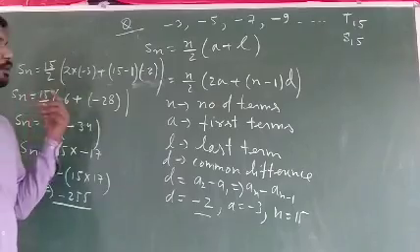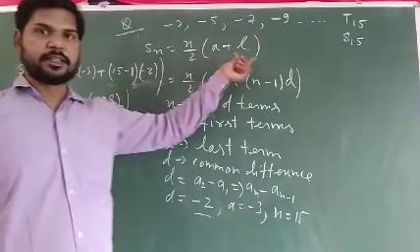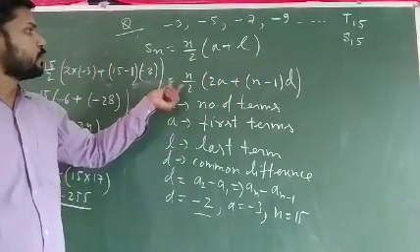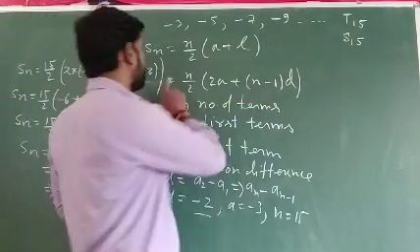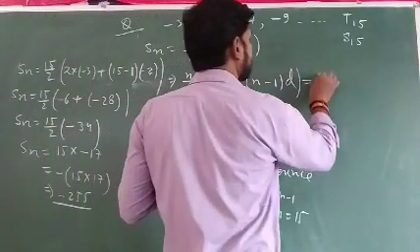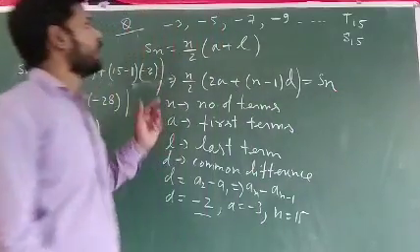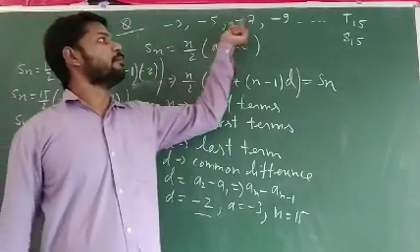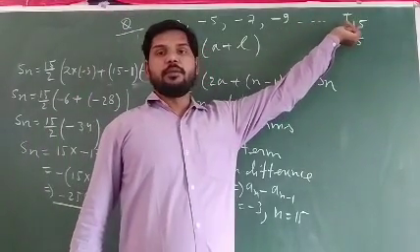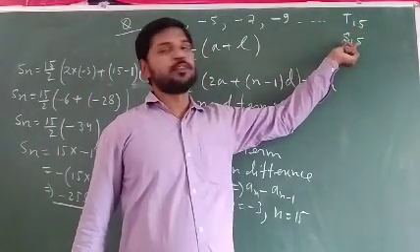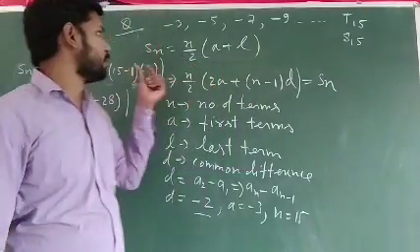So once again we will see Sn equals n by 2 (a plus l), or Sn equals n by 2 (2a plus (n minus 1) into d). These are the two formulas used for calculation of Sn. I write it here. And we have the series minus 3, minus 5, minus 7, minus 9, and so on. We have to find d, we have seen that, and we have to find S15. Now we are trying to calculate it.